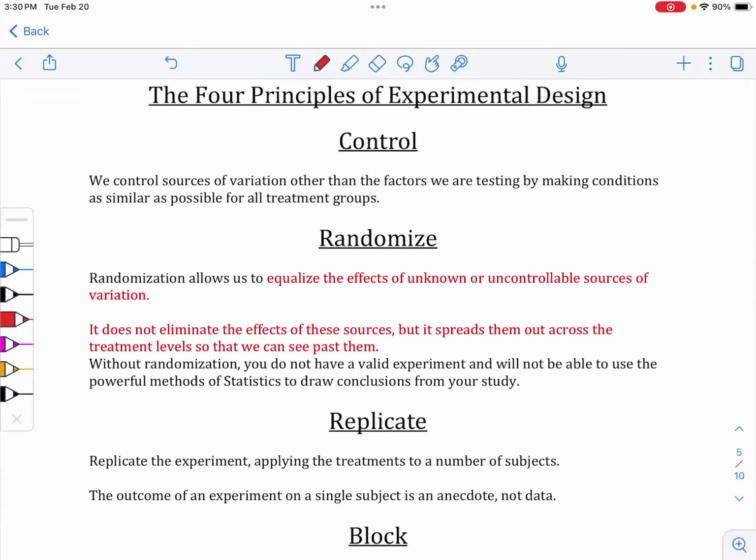Okay, so other principles. Randomize. People don't get to choose. That is what makes an experiment and not an observational study. With our 40 insomniacs, they don't get to choose what group they're in. They already chose whatever group they were in. We put them all in a baseline and we randomly assign them to a group. That's what makes an experiment.